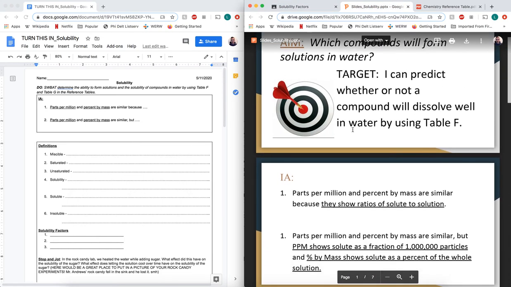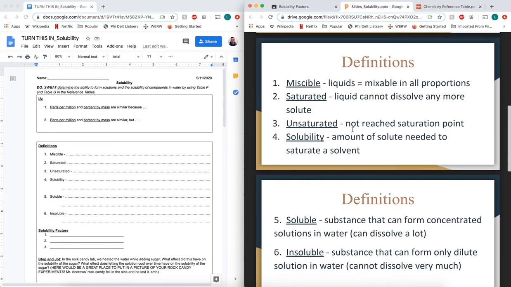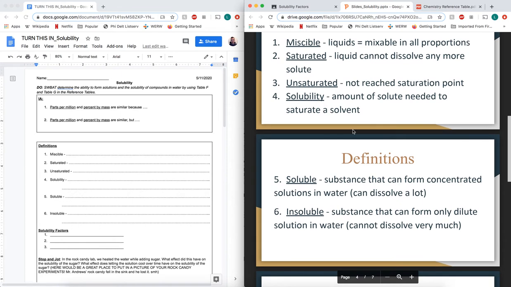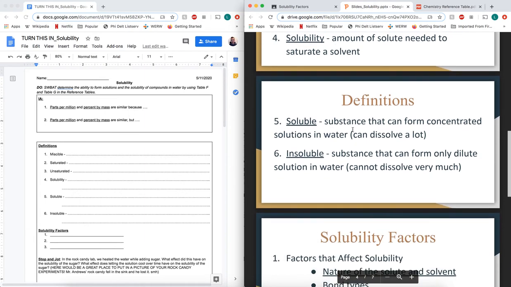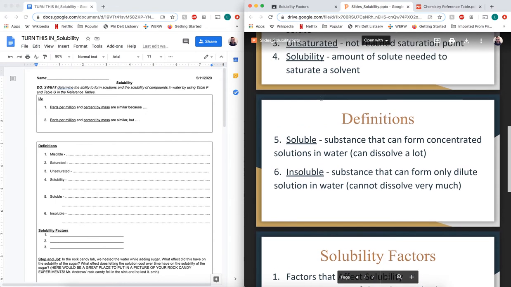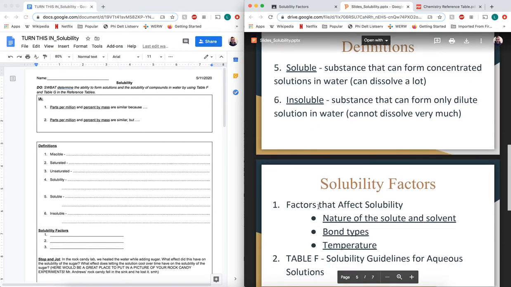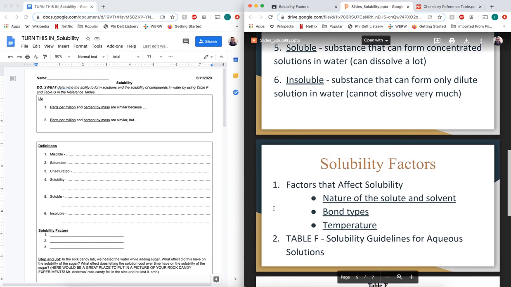So the slides here give you definitions for these solution terms, some of which we have talked about, some of which we have not. Most of them you have seen before, but really the focus of today is these four right here: solubility, soluble, and insoluble. So just like there are factors that affect how fast a reaction happens, there are factors that affect what can be dissolved by what.